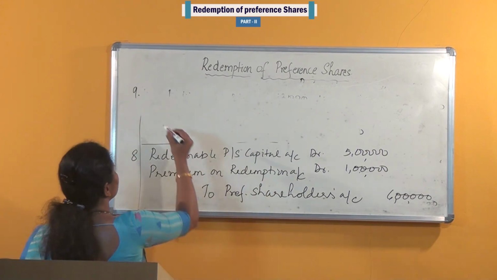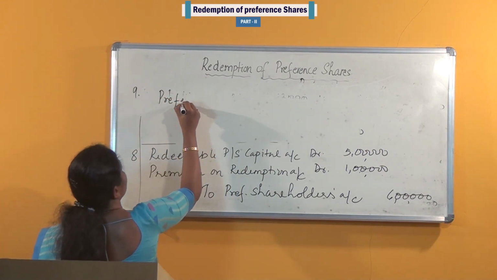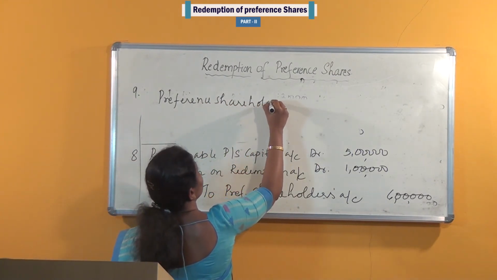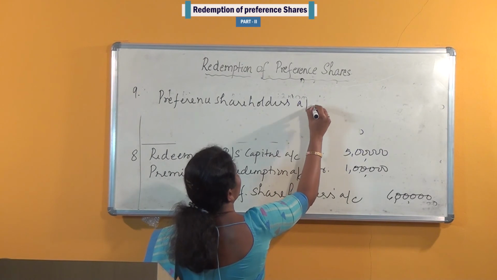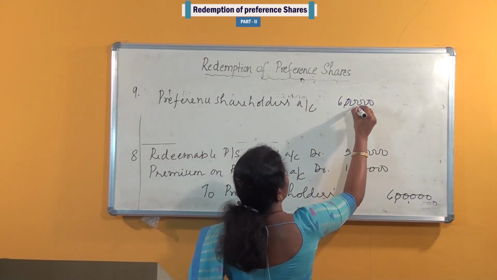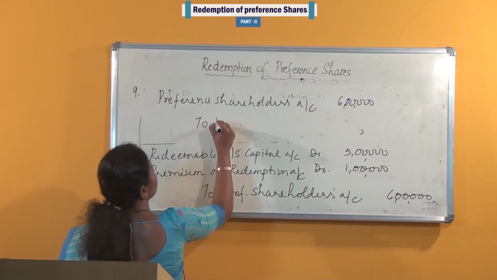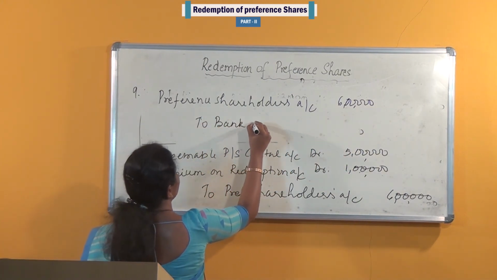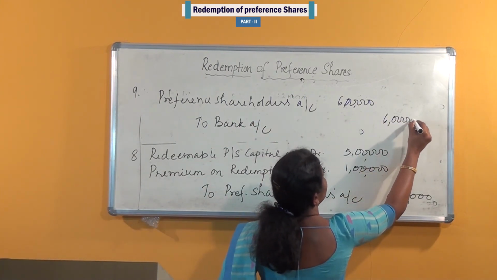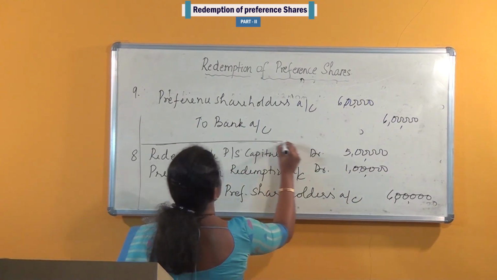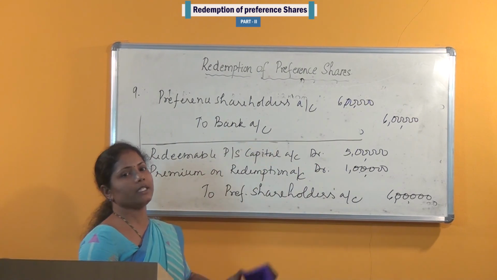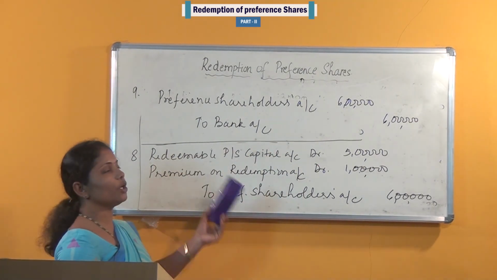Last entry, actual payment has to be made to preference shareholders. So, as they are the receiver of the amount, preference shareholders account has to be debited. They are receiving the amount of rupees 6 lakh. The cash goes out when the payment has been made by the company too. So, bank account has to be credited with the 6 lakh. This is the entry for final settlement or actual redemption of preference share capital to the preference shareholders.